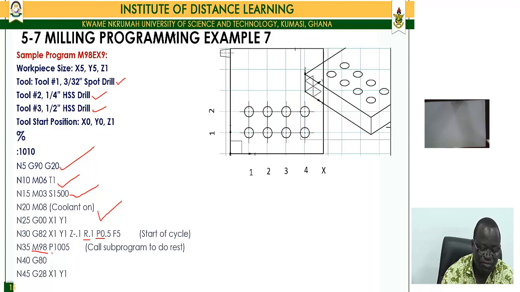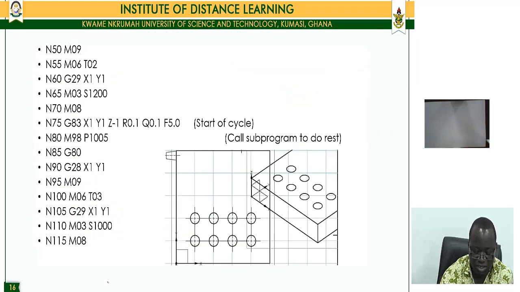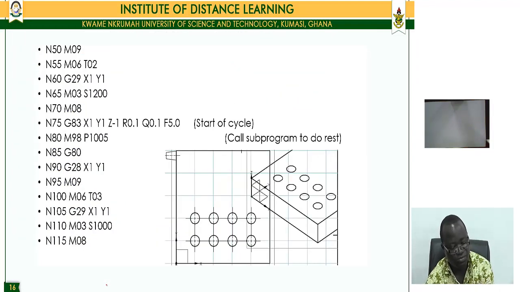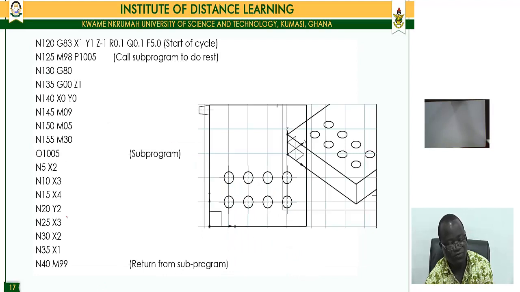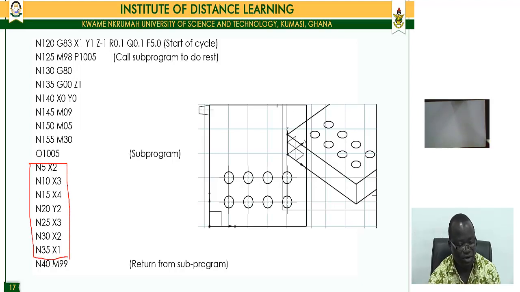Then we call a subroutine. A subroutine call is an M98, and then the program number comes. So the P1005 is the program for the subroutine. From here, the program will skip everything and go to find program number 1005. So we go back down to find program 1005, and this is program 1005 here. So the program will skip and come and execute this.